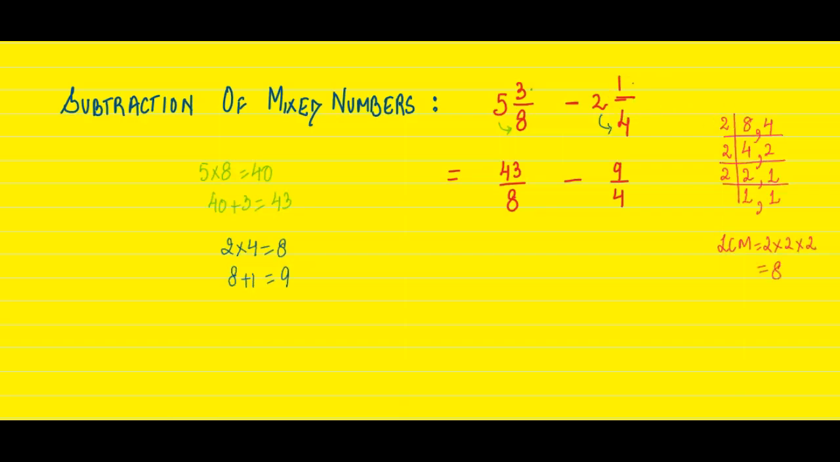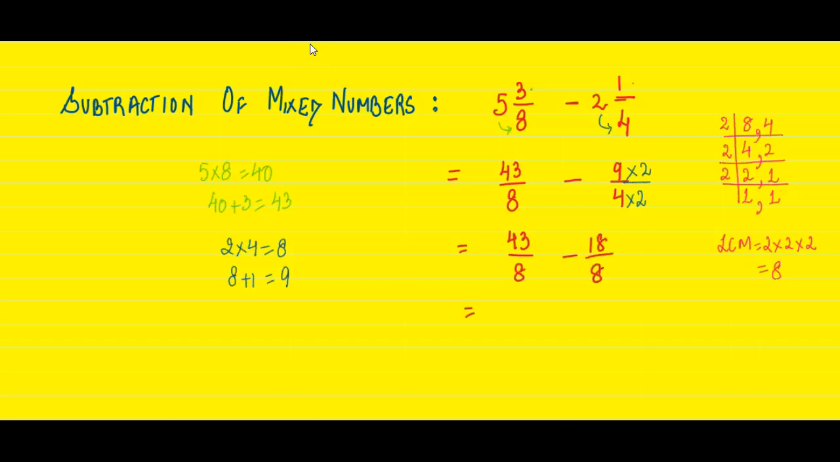So the first number has the denominator 8, so we need not do anything to this. But the second fraction, we will try to make the denominator 8. In order to do that, we have to multiply 4 by 2. Whatever we do to the denominator, we are going to do to the numerator. So what do we get? We get 43 by 8 minus 18 by 8.